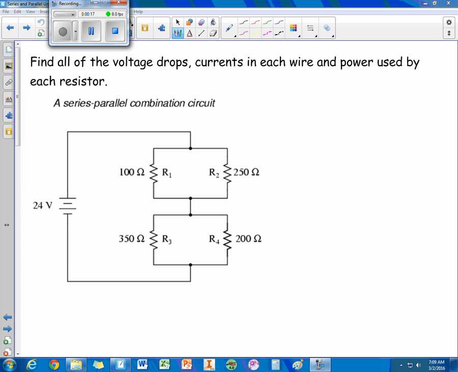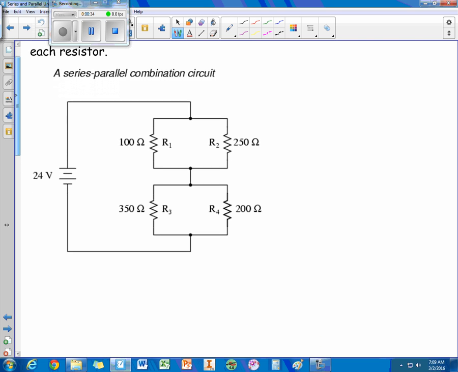And really what we want to be able to do is find the voltage drop across every single resistor, find the current in every single wire, and calculate how much power each resistor consumes. So, getting us started here, let's take a look at this first circuit.